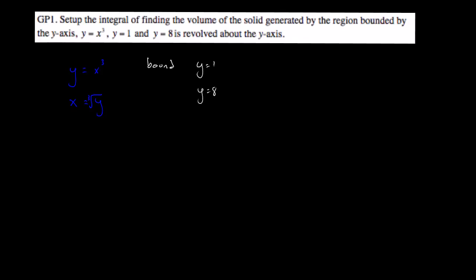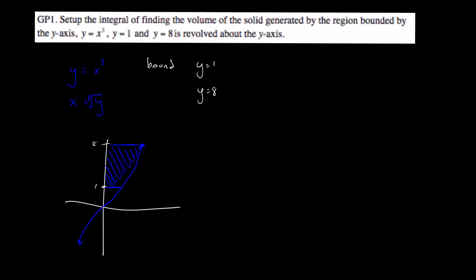So if we come over to our picture, I'm going to set this up. The cube root of y looks like this. And we have our bounds from 1 to 8. This is 8 up here, this is 1. So if we finish drawing our shape, we know we're bounded by this line and by this line. So this is going to be the whole shape that we're dealing with.